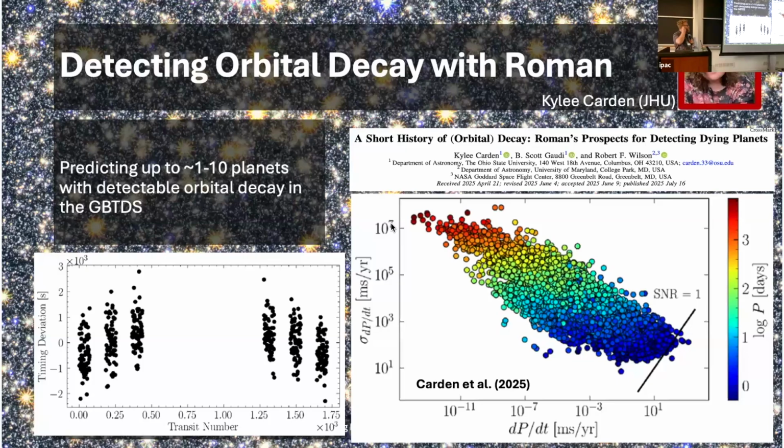One of the potential results we could find is up to 10 planets with detectable orbital decay, and maybe about 1, which doesn't sound like a lot, but if we can confirm that, it will double the number of known planets with detected orbital decay, and 10 would be 10 times more. We only have one right now. This is some great work led by Kylie Carden at Hopkins.